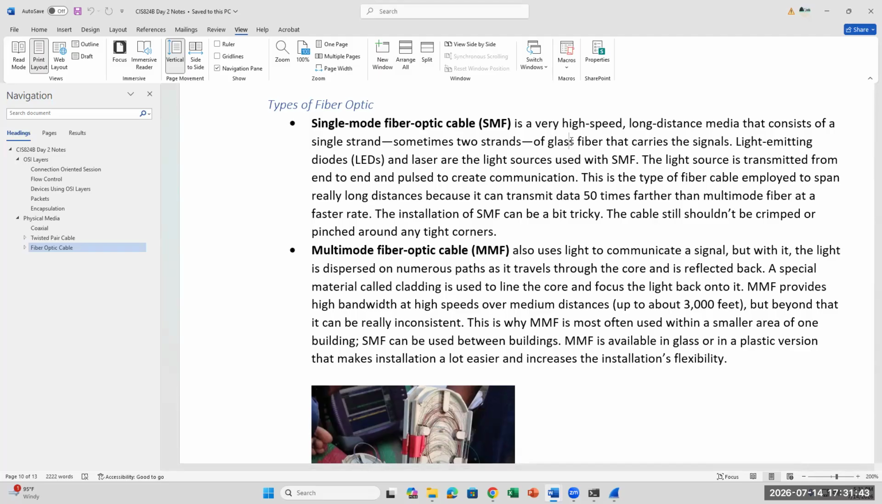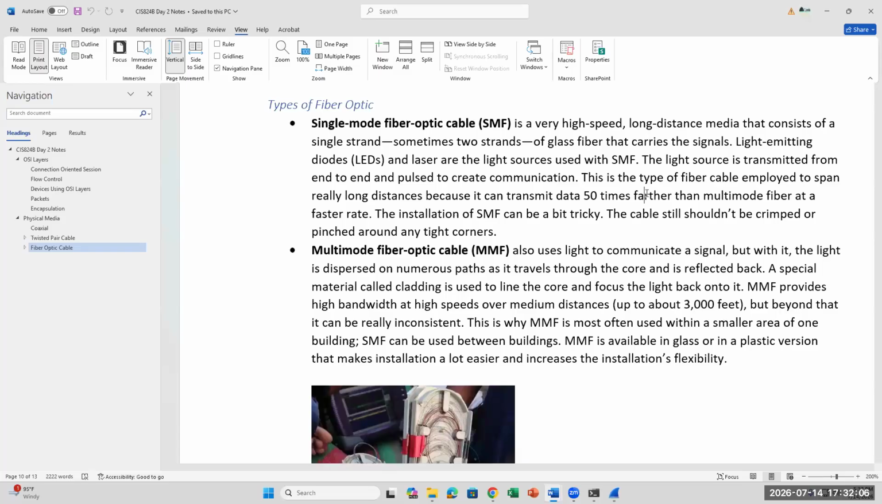So just imagine that if you don't cut it at a straight slice, you angle it, when the light source hits it, it's going to bounce back. So you lose signal that way. And so it transfers 50 times further than your multi-mode. So if you want to go the distance, you use single mode.